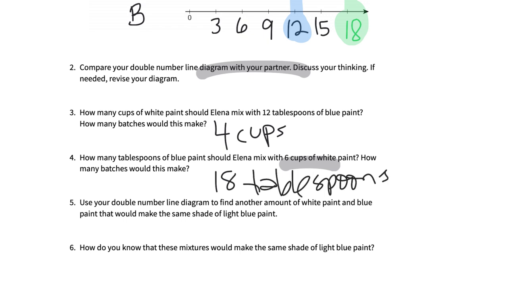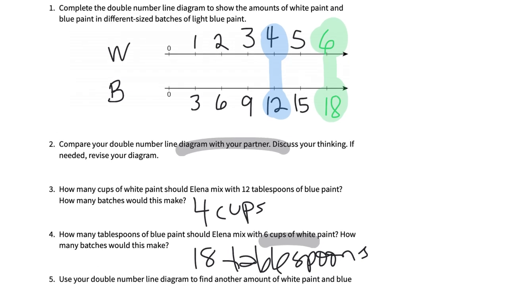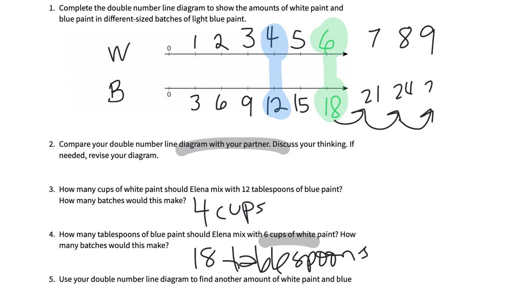All right. Number 5. Use your double number line to find another amount of white paint and blue that could make that same shade. So basically, they're just asking, what's another ratio? Well, if we wanted to, we could say, okay, let's go up to 9, so 7, 8, 9. That means this is going to be 21, this is going to be 24, and this is going to be 27. So there's another ratio we could have included.